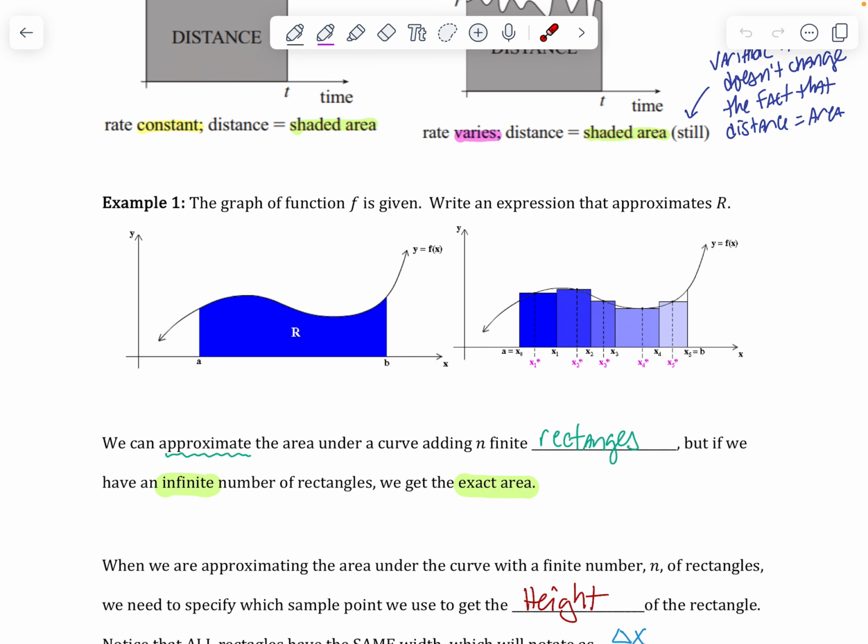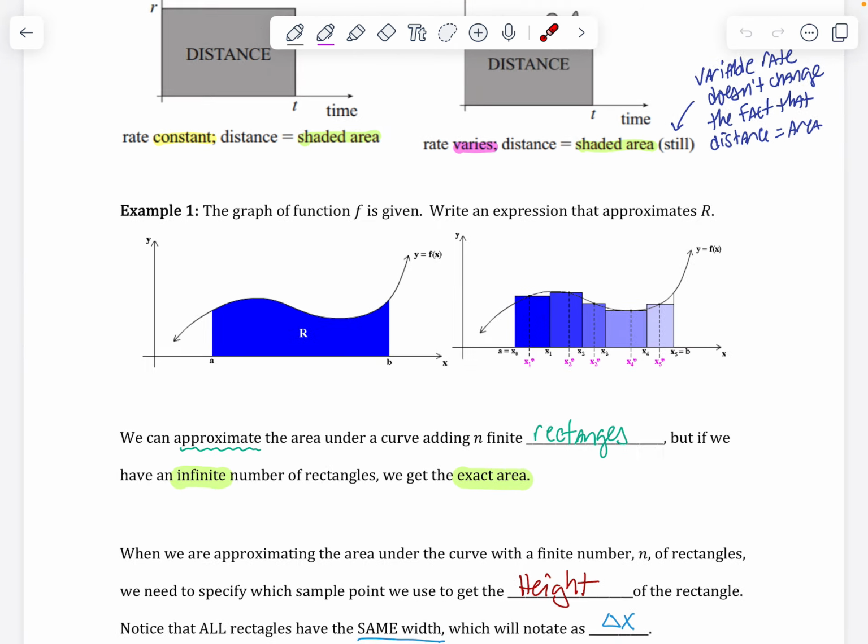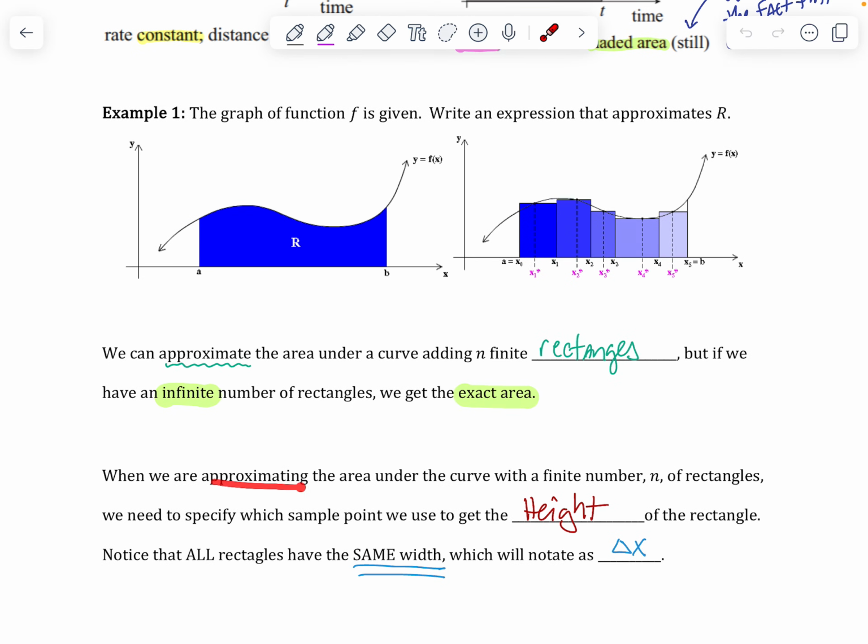So instead of using the shape on the left, we're going to take that exact same shape and chunk it into a bunch of rectangles, some finite or set amount of rectangles. We can find the area for each of these rectangles and then add all of these areas together. When we're approximating the area under the curve using that finite number n of rectangles, we need to specify what point we're using for the heights of the rectangles. We'll go back and look at that in a minute.